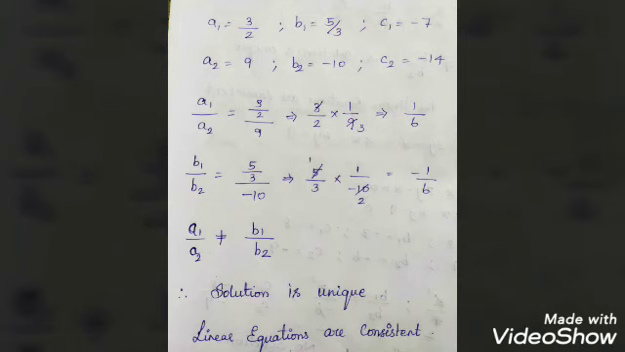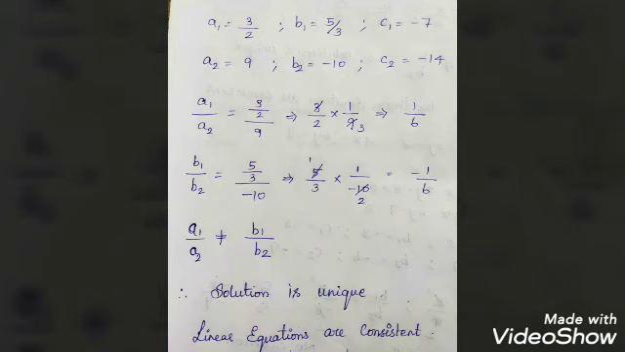First A1 by A2. What is your A1? 3 by 2. What is your A2? 9. So 3 by 2 divided by 9, which is 9 by 1, the reciprocal is 1 by 9. If we cancel 3 and 9, we will get 1 by 6. Then B1 by B2, 5 by 3 divided by minus 10. How can we write it? 5 by 3 into the reciprocal of 10 by 1, which is 1 by minus 10. If we cancel, we will get minus 1 by 6.